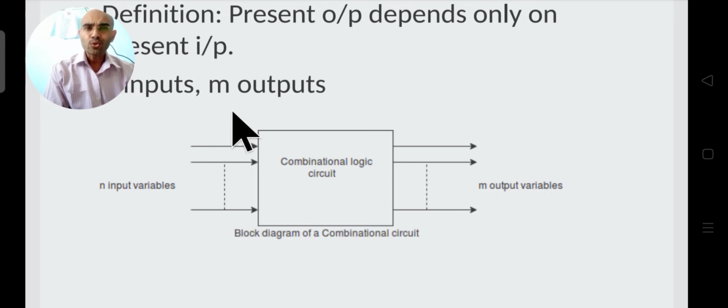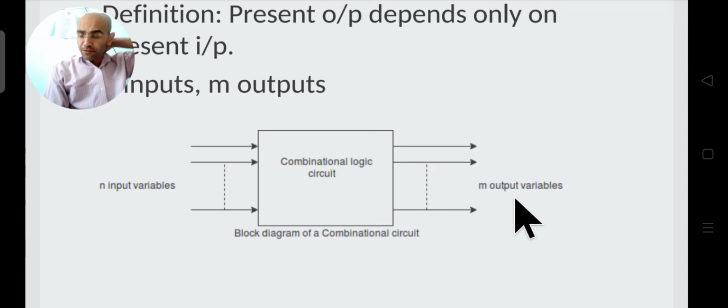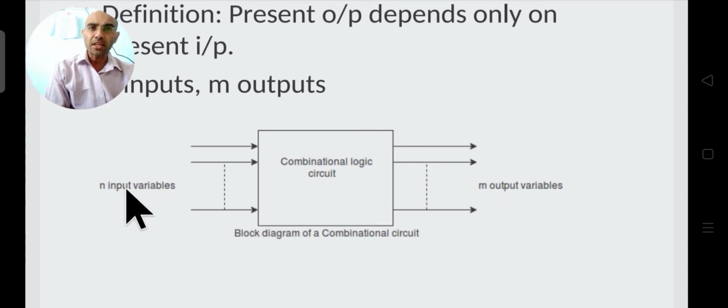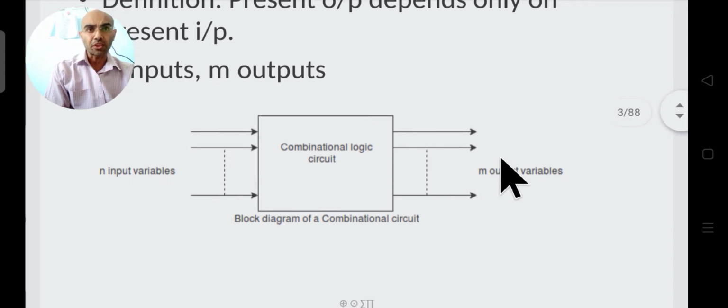There can be different inputs. In this particular block diagram, if we see, there are various inputs, so n inputs may be there, and the number of outputs may be different from these n input variables. So there may be n input variables and there may be m output variables.